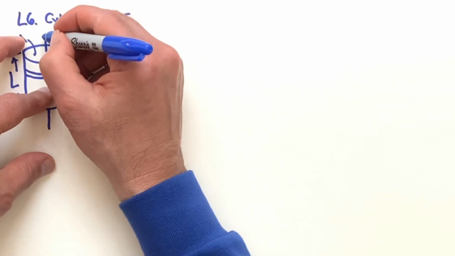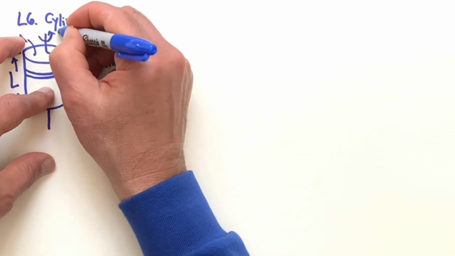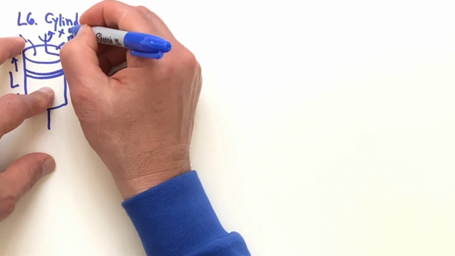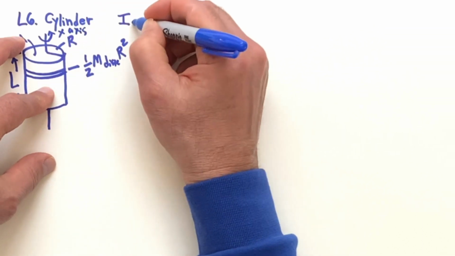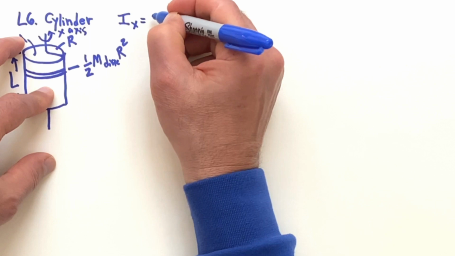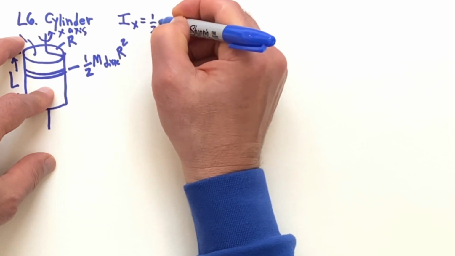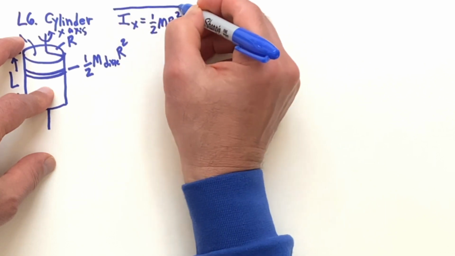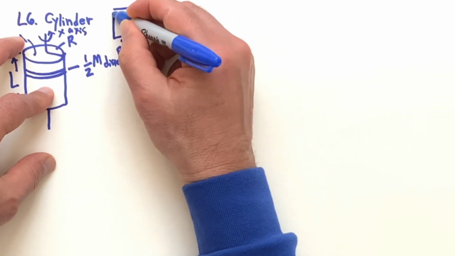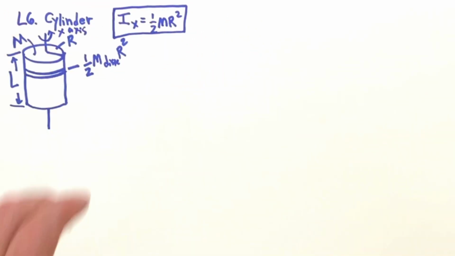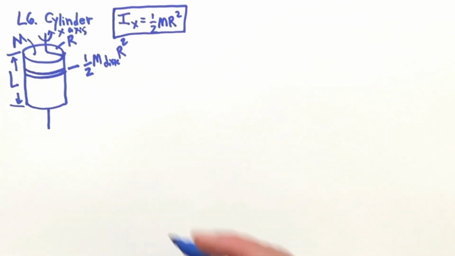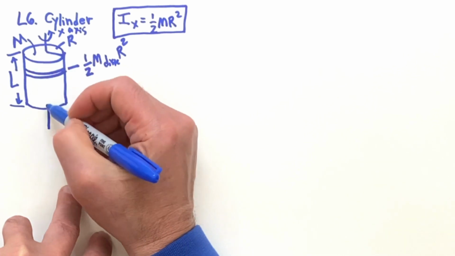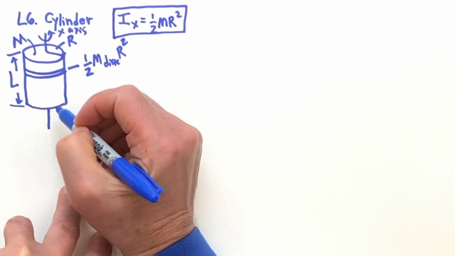And we'll call this x-axis. So about the x-axis is going to be 1/2 MR squared. And the x-axis is through the center of the cylinder. The center from the top, down.